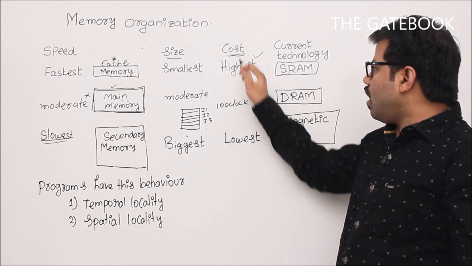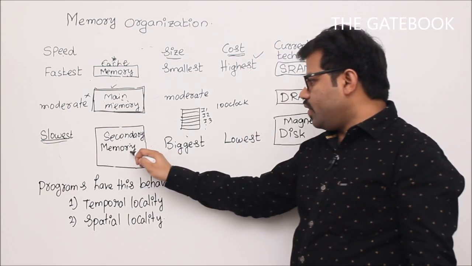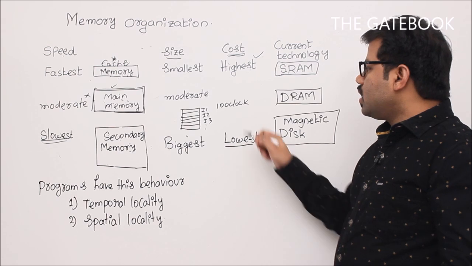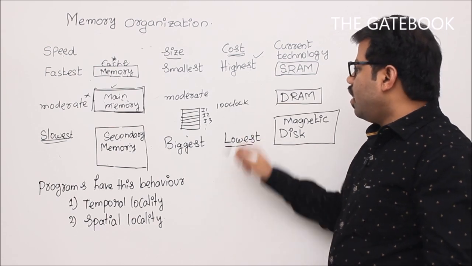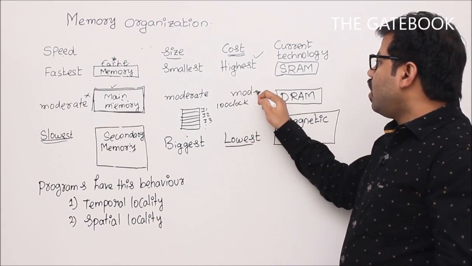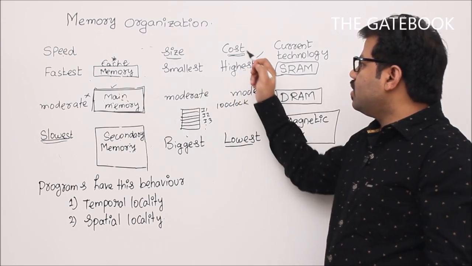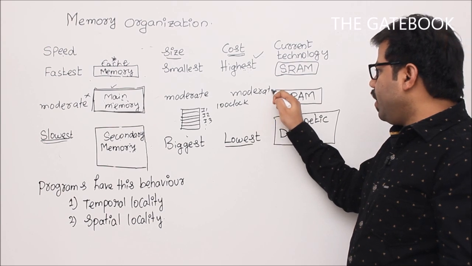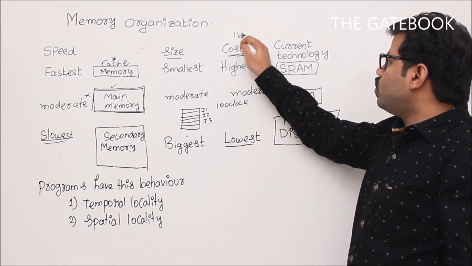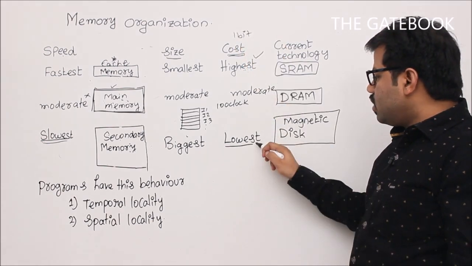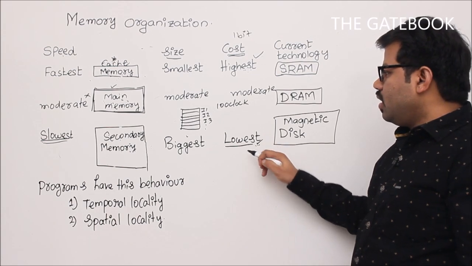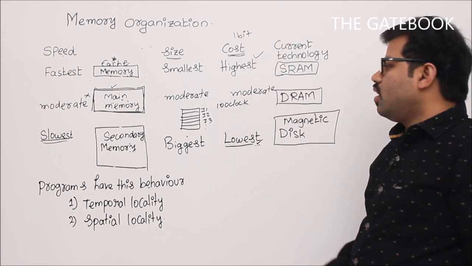Okay, if you see the cost chart, you will understand. Cost of disk is lowest, cost of main memory is moderate, and the cost of storing data in cache is highest, the cost per bit I am saying. So if you want to store 1 bit, the cost is cheapest here, moderate here, and highest here. Now we'll see the size.